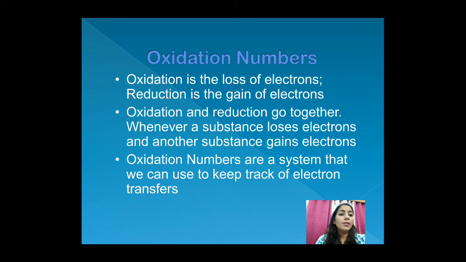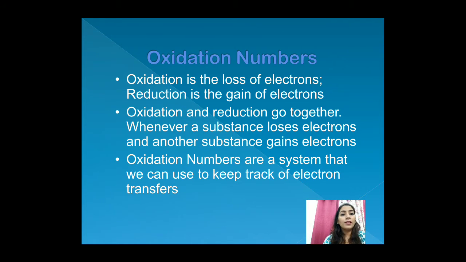What is oxidation number? Oxidation is the loss of electrons and reduction is the gain of electrons. For example, sodium is a metal; when it is converted into a sodium ion, that is oxidation because sodium is losing an electron. In the case of chlorine, when chloride ion is converted to chlorine, that is a reduction because it is gaining an electron.